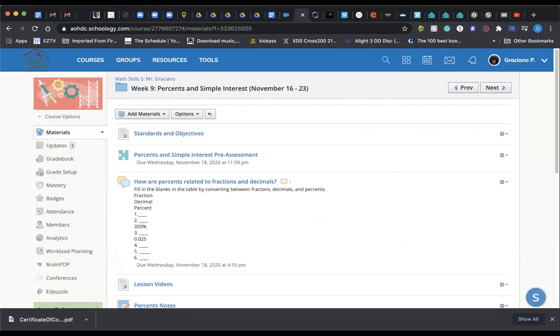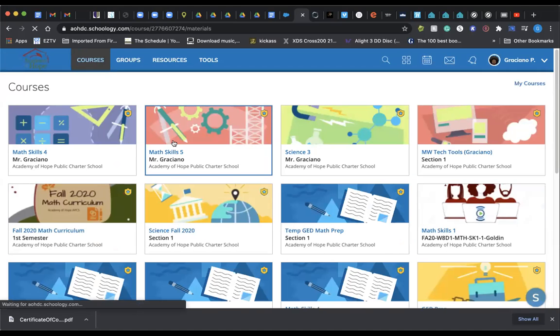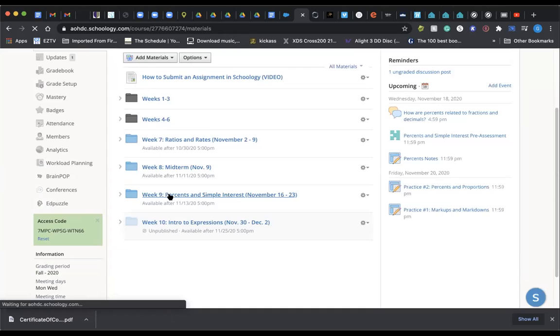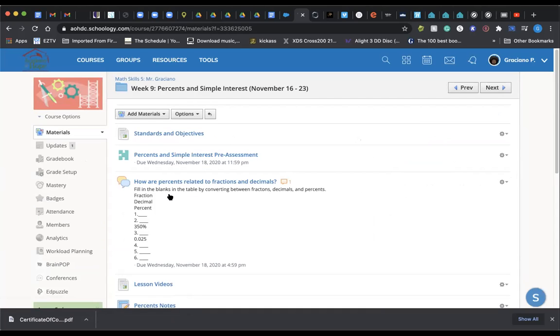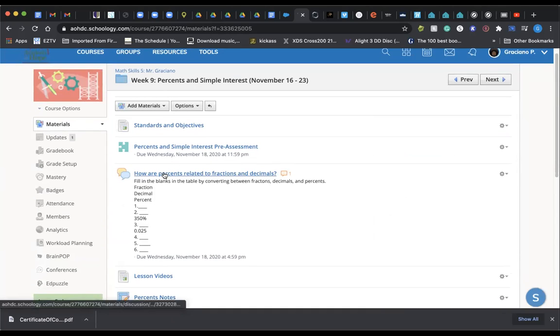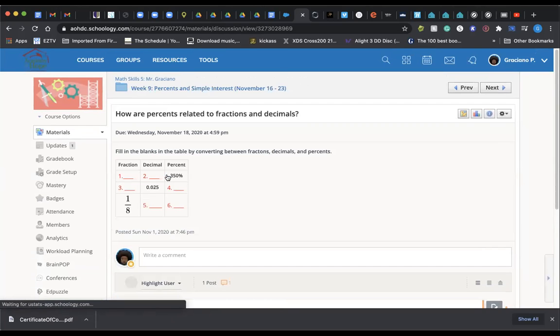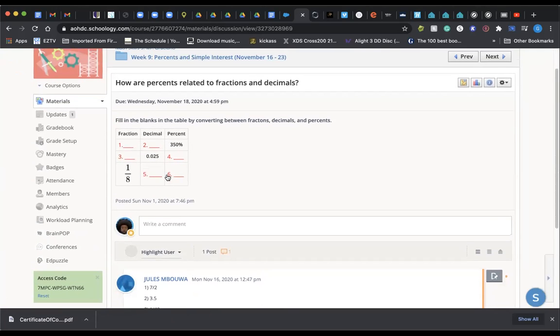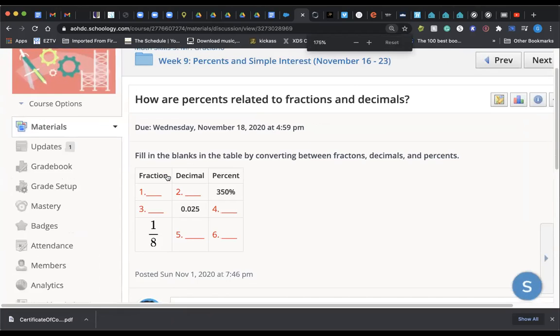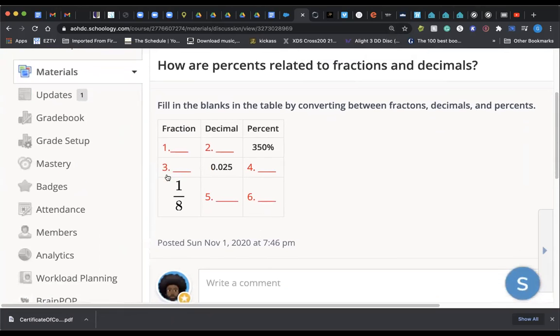All right, so what I am showing you guys is the Math Skills 5 Week 9 folder. And we're going into the third thing that's listed here, which is how are percents related to fractions and decimals. We are going to try to calculate fractions, percents, and decimals. We're going to see if we remember how to convert between these three things.